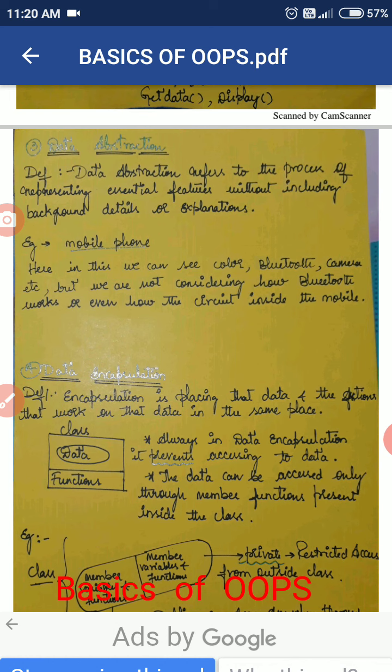The same thing is data abstraction. That is, only the essential features, the features which are required for all, will be displayed, and all the features which aren't required will be kept secret. Background details will be kept secret. So that is a practical example of data abstraction.